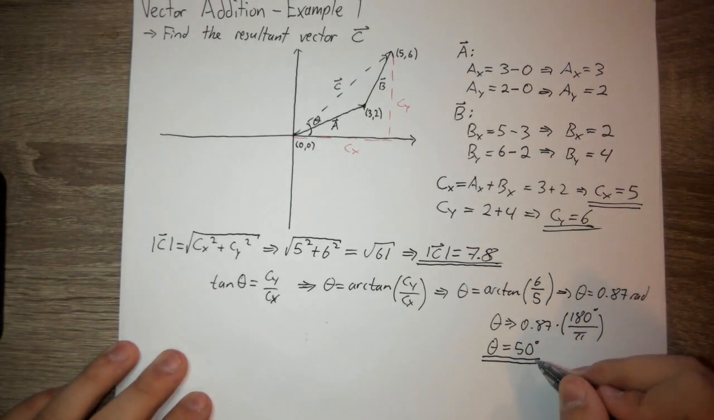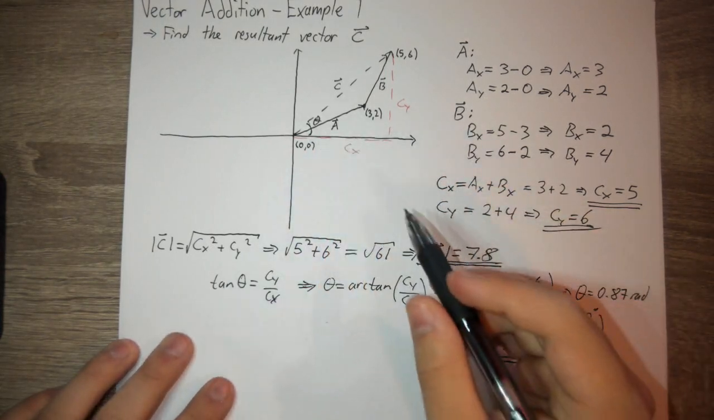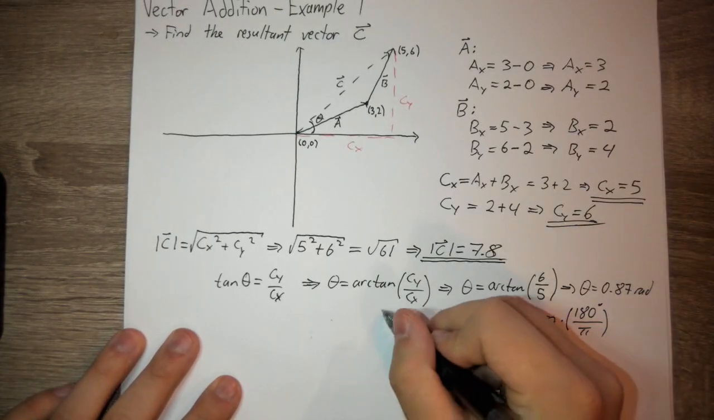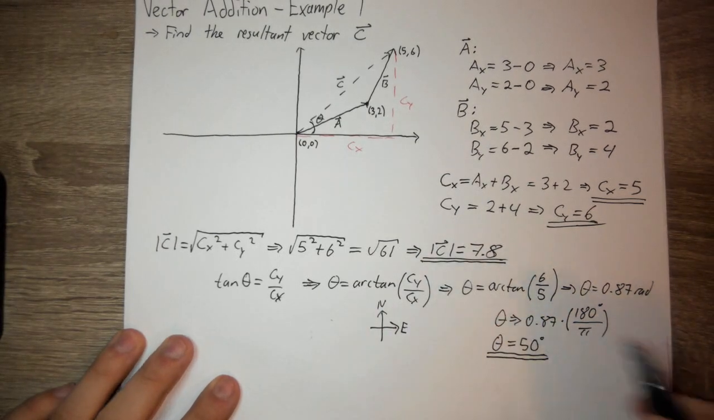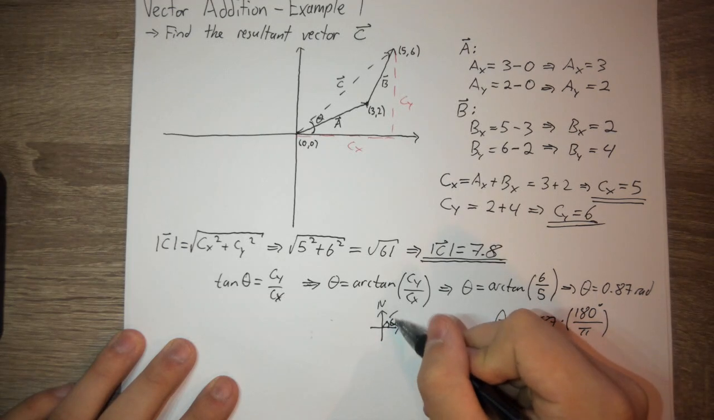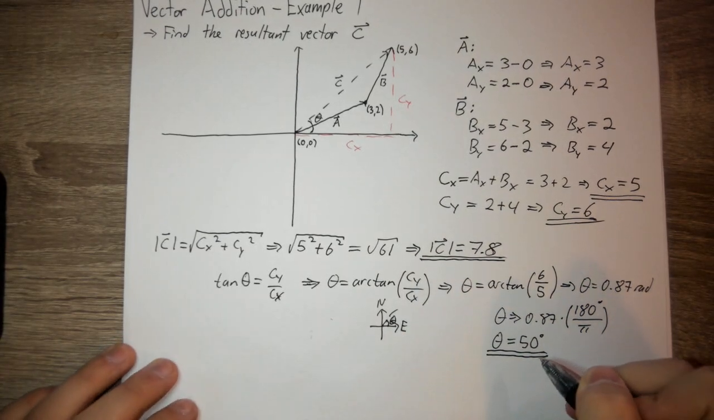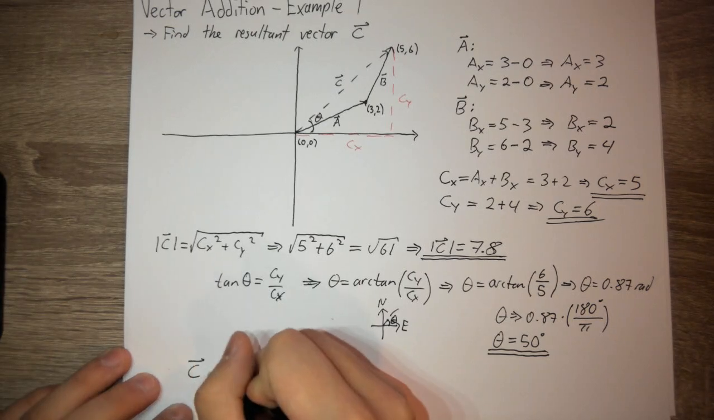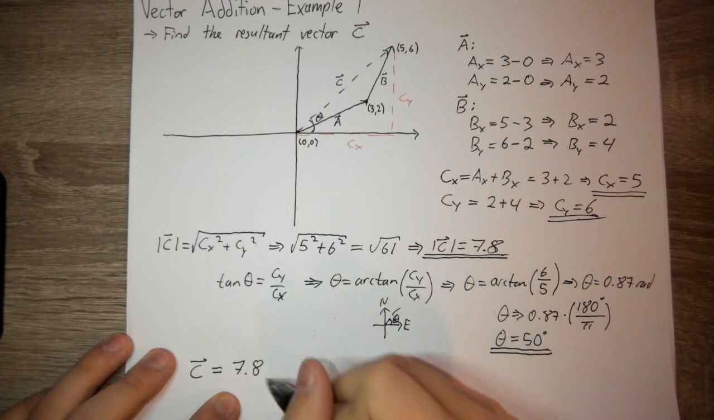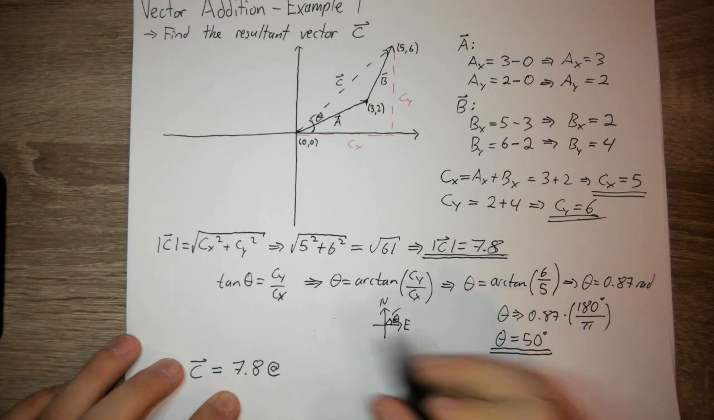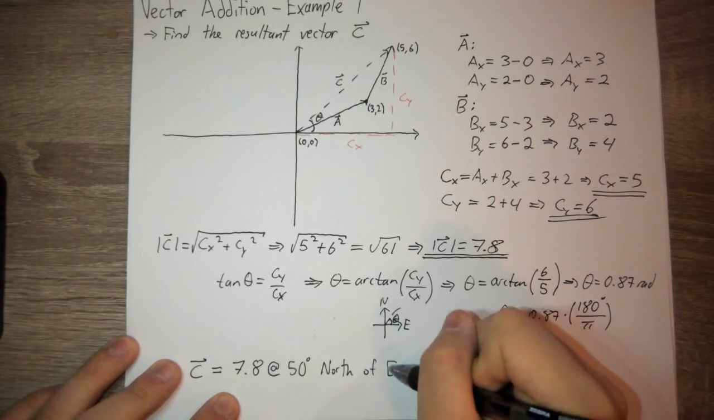Okay, so we have this angle now, and it's with respect to the x-axis in the first quadrant. So if we consider our compass, this is north, this is east, and our angle is here. So that means this is north of east, 50 degrees north of east. Therefore, our final answer is our magnitude of 7.8 at 50 degrees north of east.